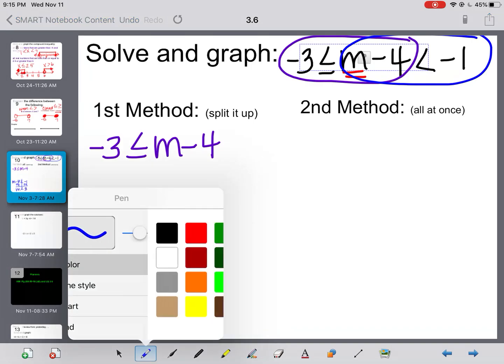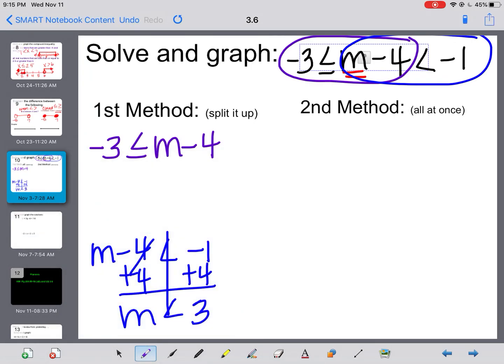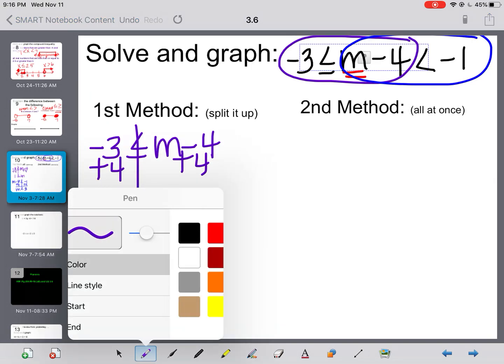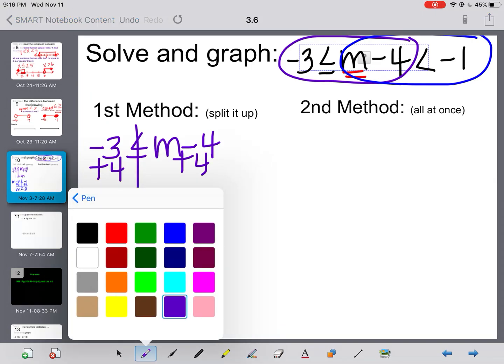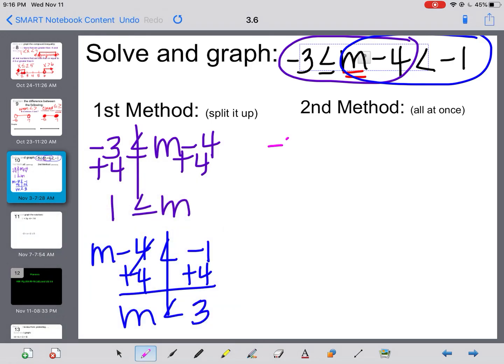All right, when I go to solve these, I'm just going to add 4 to get the m by itself, and m is less than 3. And then add 4 and 1 is less than or equal to m. Those are the answers to our inequality.